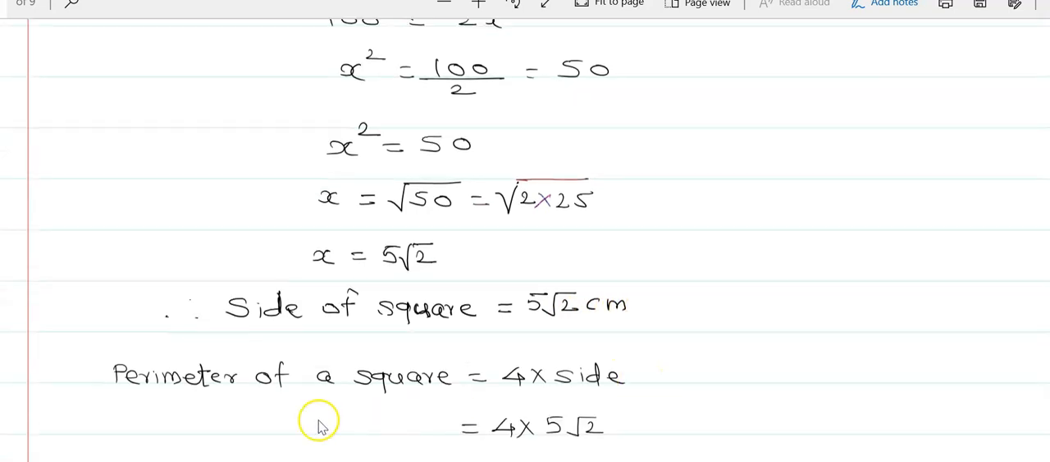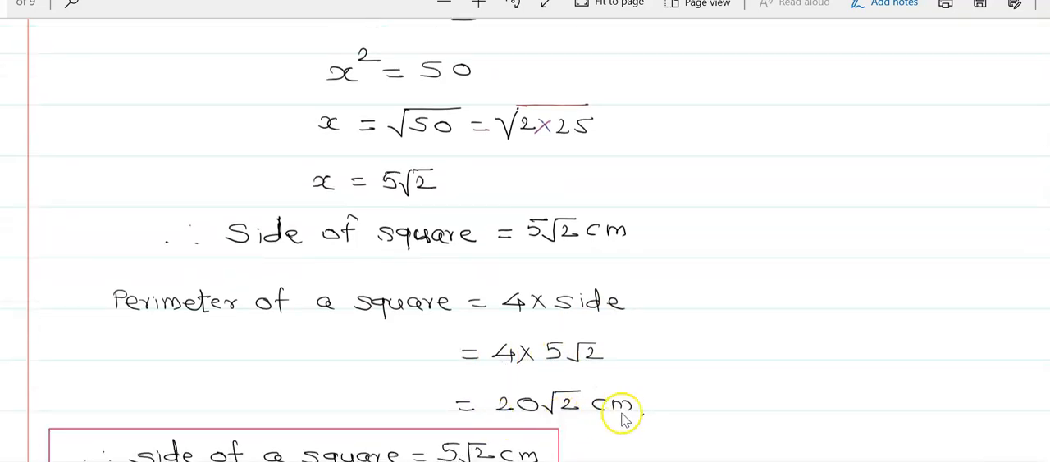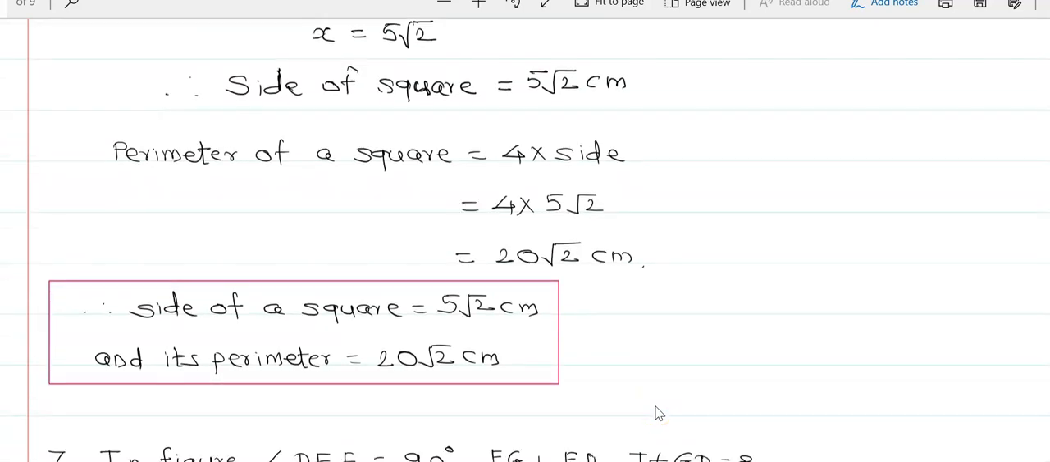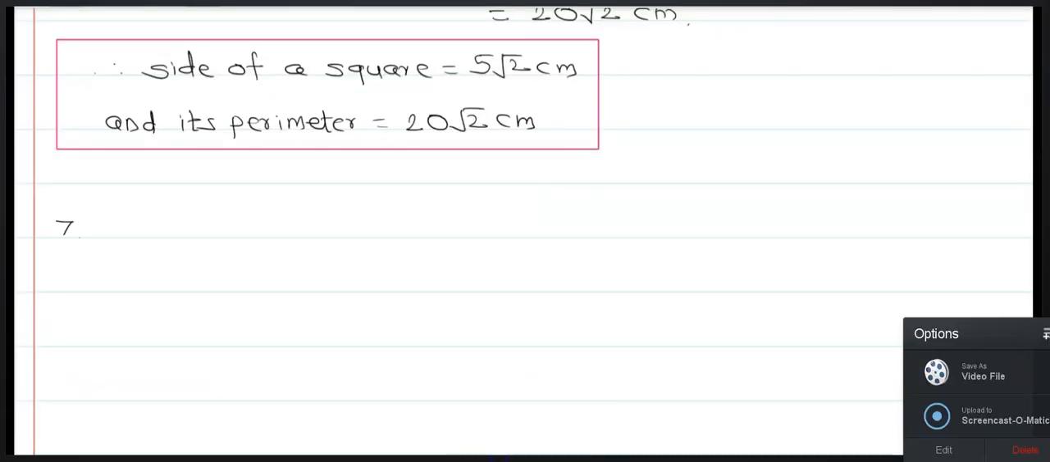Therefore, the perimeter of the square is 4 into side, that is 4 into 5 into root 2, which is nothing but 20 root 2 centimeter. Therefore, this is the answer. Side of a square is 5 root 2 centimeter and its perimeter is 20 root 2 centimeter. Now the next example is example number 7.